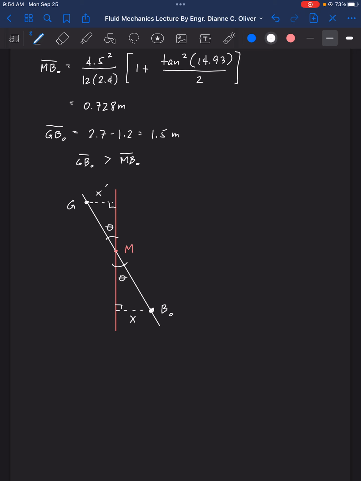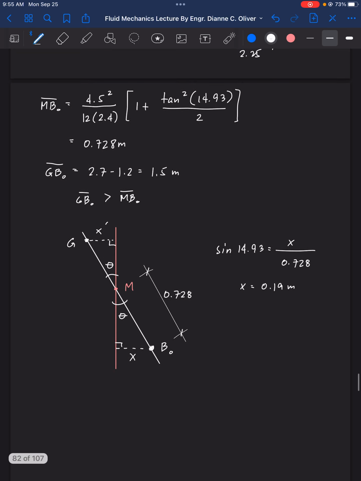And then we have the value for MBO as 0.728. So from this, we can now find the value for X. So sine of 14.93 is equal to X over 0.728. So X is now equal to 0.19 meter.